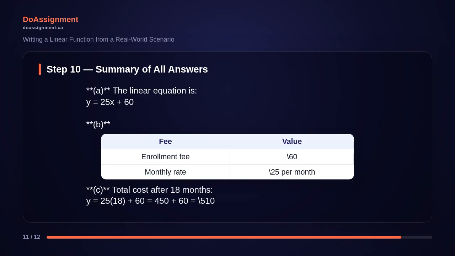To summarize, Part A, the linear equation is y equals 25x plus 60. Part B, the enrollment fee is $60 and the monthly rate is $25 per month. Part C, the total cost after 18 months is 25 times 18 plus 60, which equals $510.